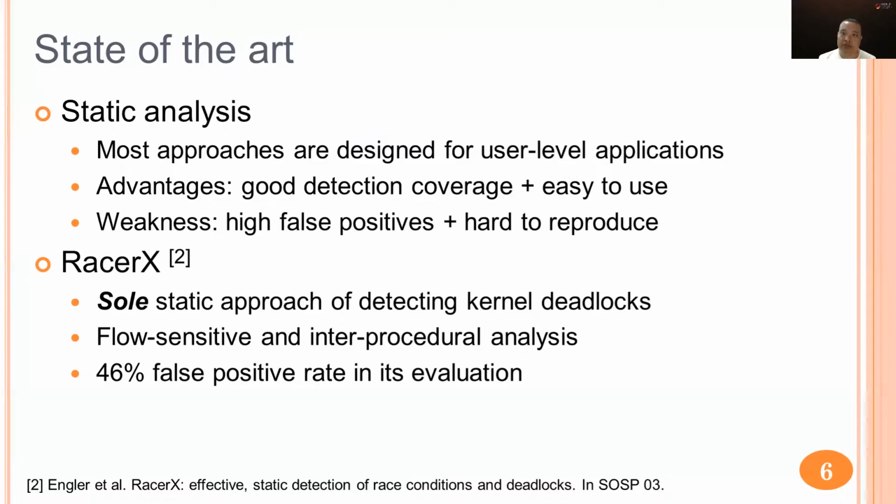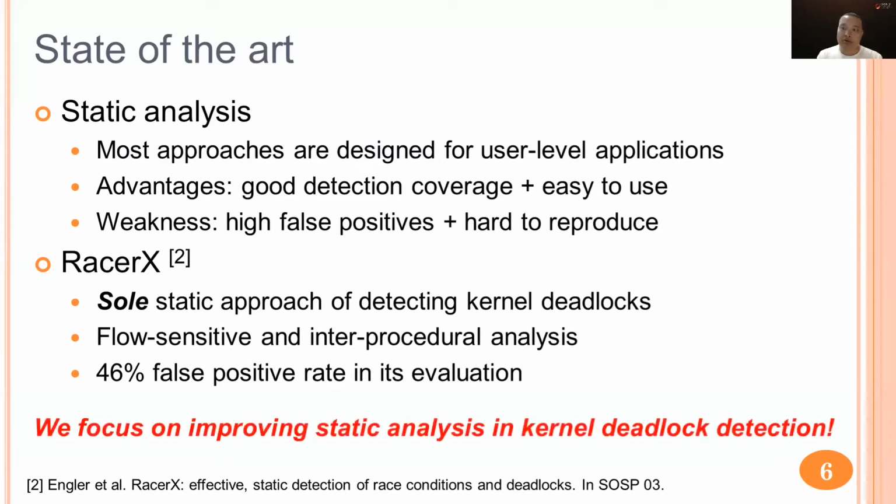The sole static approach for kernel deadlock detection is RacerX. It performs flow-sensitive and interprocedural analysis of the kernel code. And then it detects locking cycles as deadlocks. However, RacerX has a high false positive rate of 46%, which limits its effectiveness in practical use. In this work, we aim to design a new static approach of kernel deadlock detection to achieve better accuracy and efficiency.